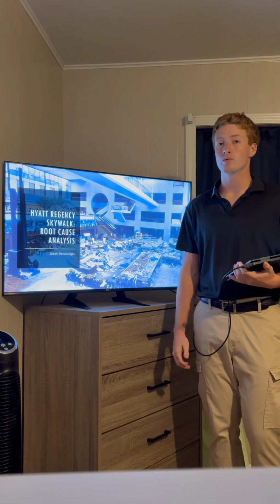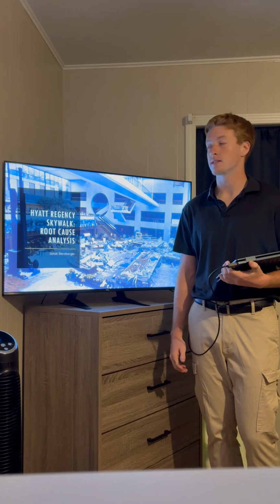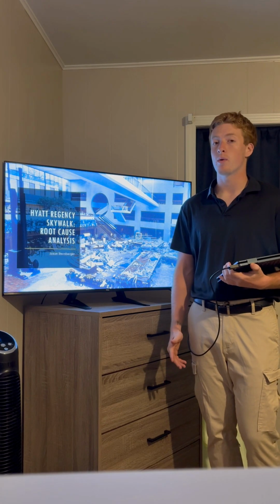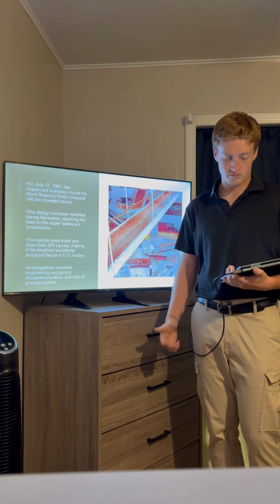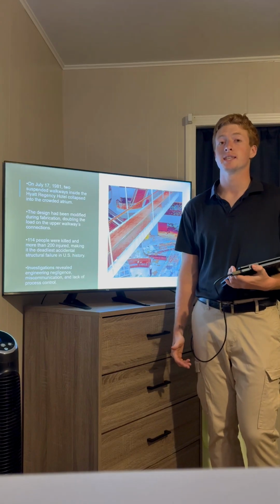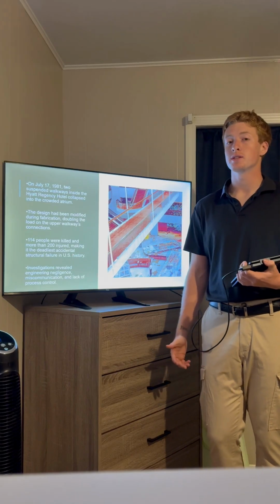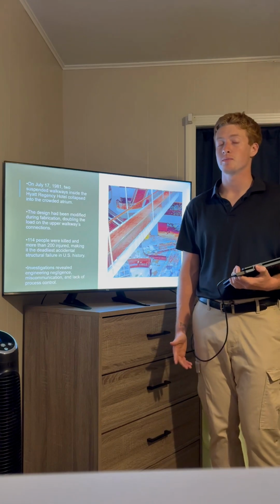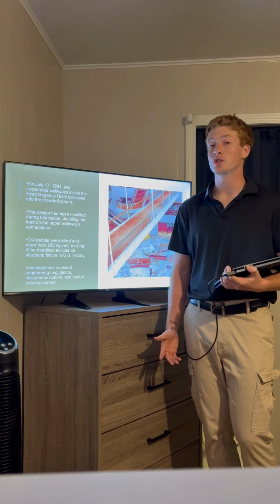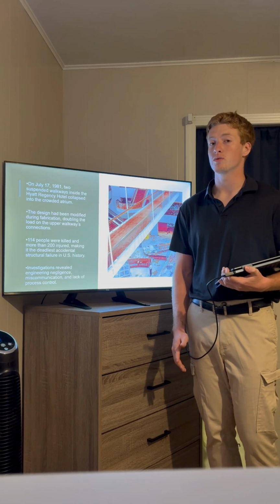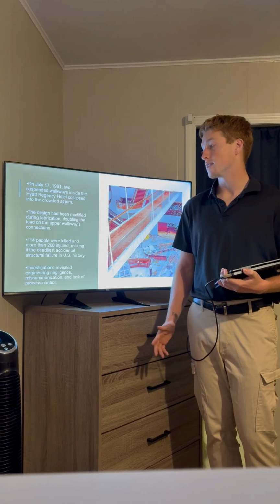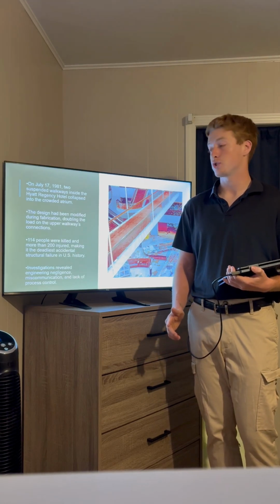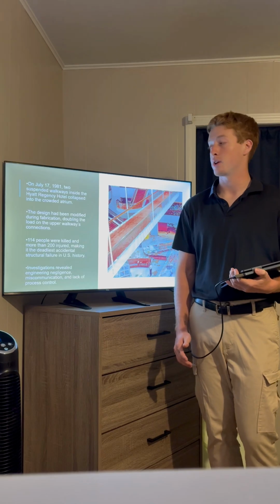Today I will be doing a root cause analysis over the Kansas City Hyatt Regency Skywalk accident. On July 17, 1981, two suspended skywalks inside of the hotel collapsed into the crowded atrium. This accident killed 114 people and over 200 were injured during the process. This led to the deadliest accidental structural failure in United States history.